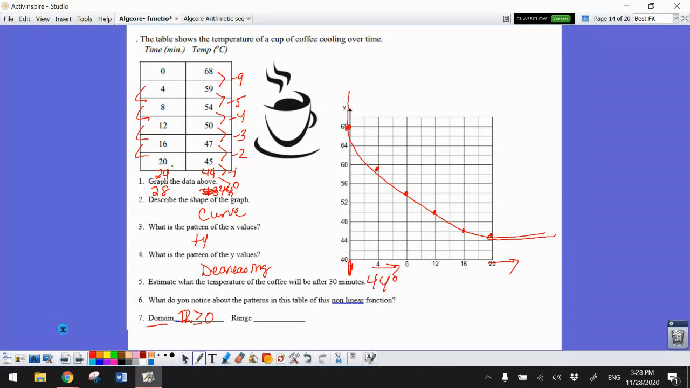What about my range? Well, there's a starting point and there's a stopping point. I started at 68. And where did I stop? I stopped at 44. So I'm going from 68 to 44. Okay, so my range is going to be greater than or equal to 44, but less than or equal to 68. So again, we can use the real numbers in there to kind of help us. But there is a minimum temperature that coffee is going to drop to, and it's going to stop.